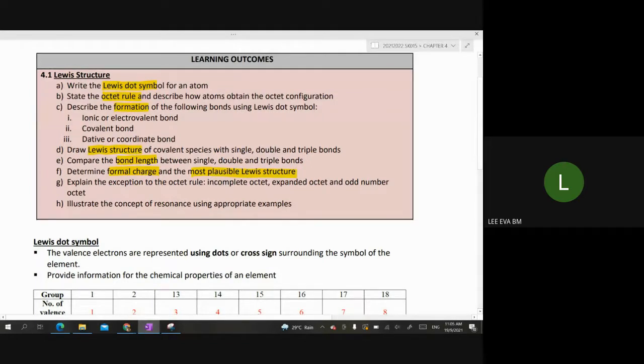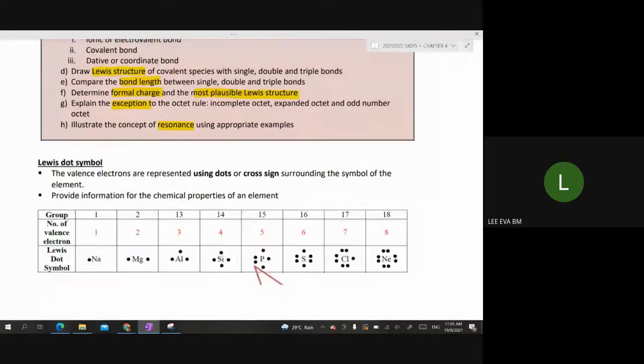And then you need to explain what the exceptions for the octet rule are. So we have incomplete octet, expanded octet, and also odd number octet. And the last one, to illustrate the concept of resonance using an appropriate example. So here is the list, quite a heavy topic.